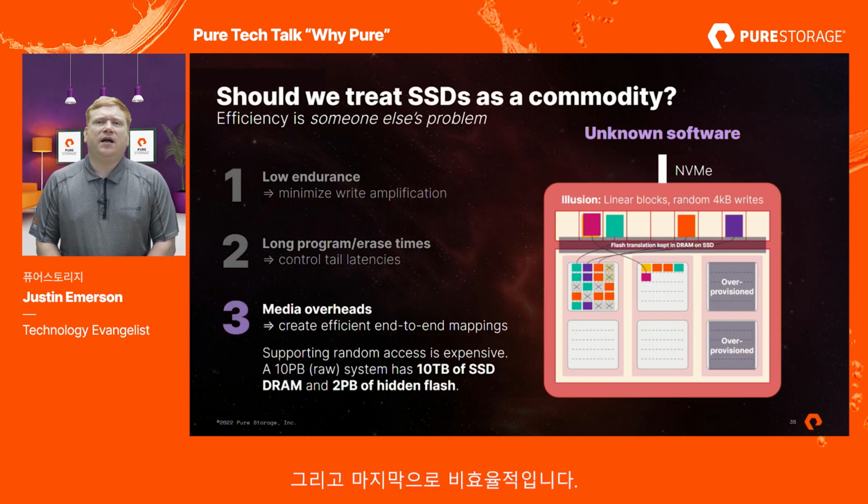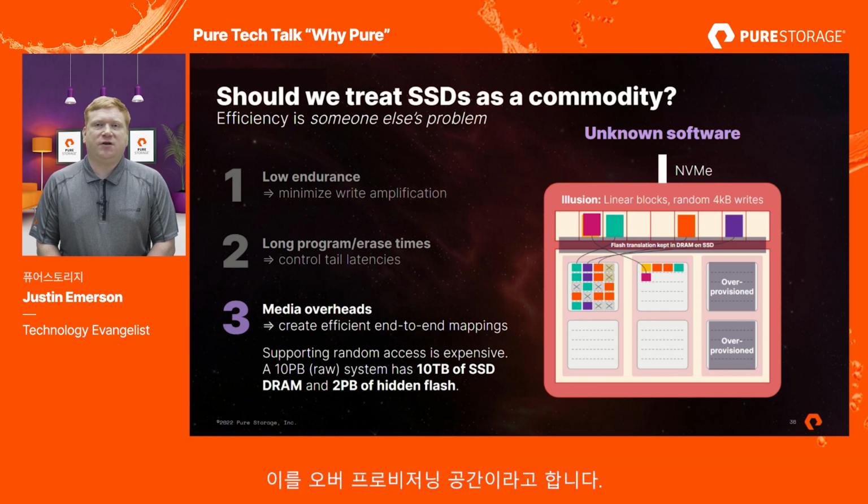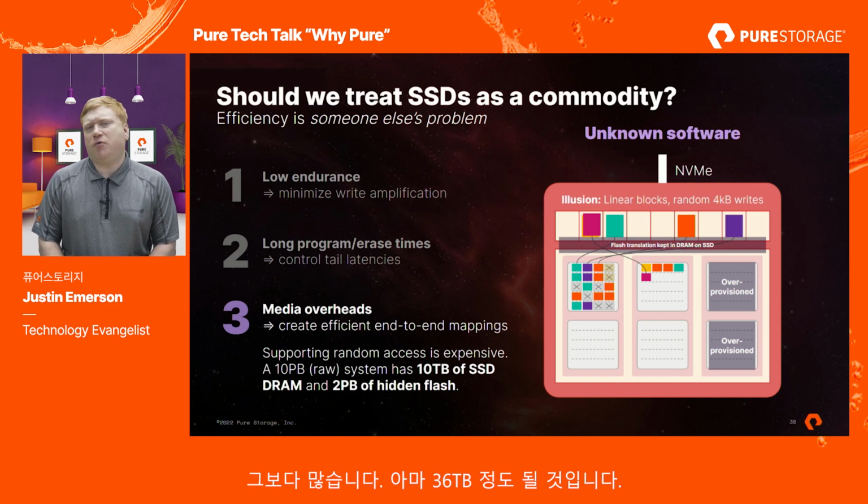And so lastly, it's inefficient because in order to facilitate this movement of data, the drive has to keep space available for its own purposes. So this is called over-provisioned space. What it means is that a drive that is, say, 30 terabytes is not actually 30 terabytes. It's more than that. It's probably something more like 36 terabytes.